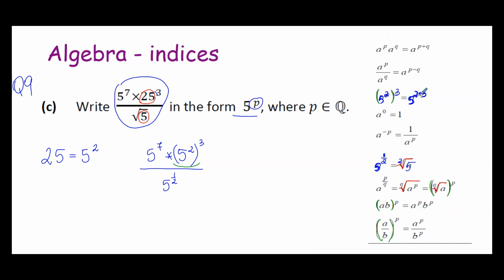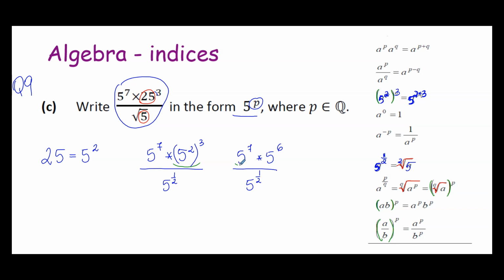And 2 multiplied by 3, that's 6. So we are saying 5 to the power of 7 multiplied by 5 to the power of 6 over 5 to the power of a half. Okay, so I am getting there, slowly but surely. Now let's have a look at the top of the fraction.